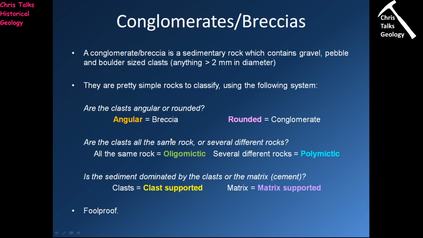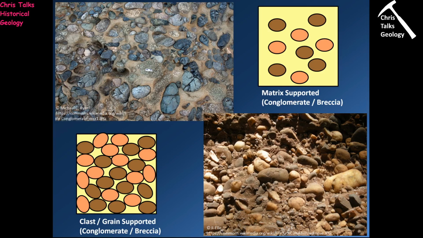So is there any more information we can get out of these rocks? Well, yes, there is. The next thing we can try and look at is, what are the clasts? So if all the clasts are the same rock, we're going to classify the conglomerate or breccia as oligomict, or oligomictic. If your conglomerate or breccia contains numerous different rock clasts in it, we're going to classify it as polymict, or polymictic.